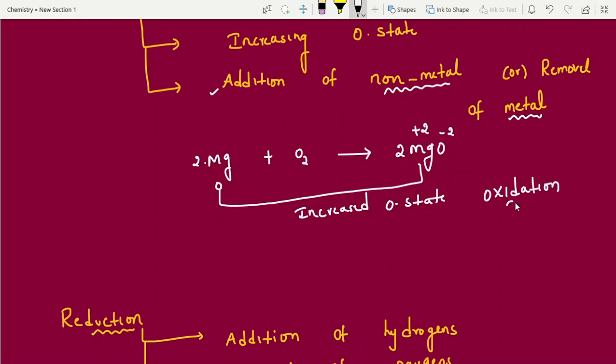Clear, students? Next, I gave one more point to you. What is that? Loss of electrons. Students, you all know metals are ready to lose electrons. Am I right? Magnesium, see here. Magnesium here has 0 oxidation state, here plus 2. Magnesium converted from neutral state to ionic state, which means it lost electrons. How many electrons did it lose? 2 electrons. So that is nothing but oxidation. Is it clear? All the definitions now, students?